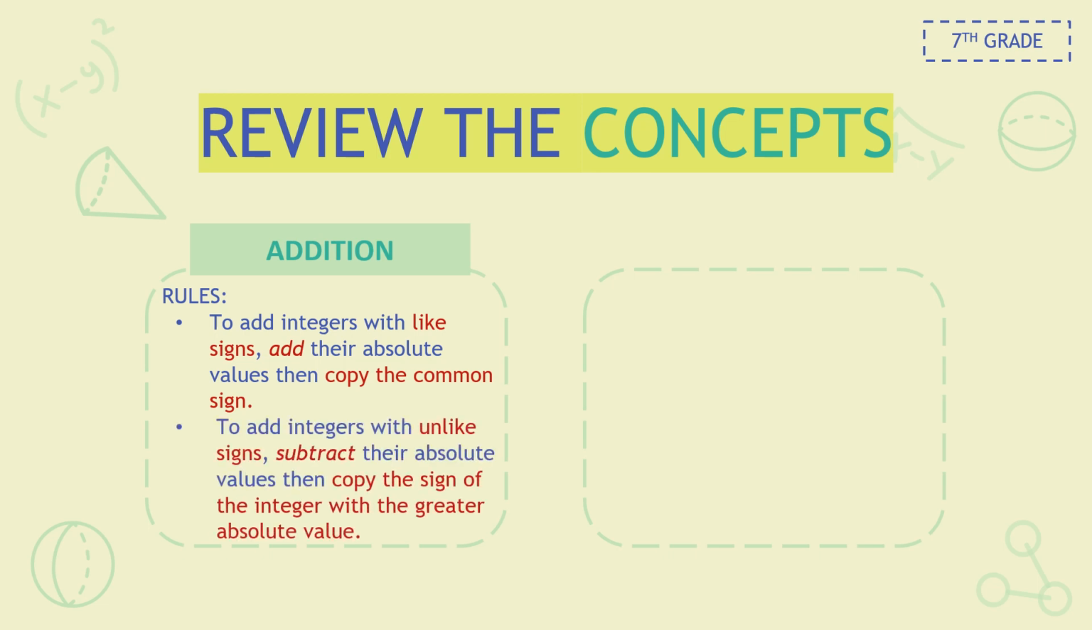Okay? Then, whenever we are adding integers with unlike sign, you're going to subtract their absolute value and then just copy the sign of the bigger number. Okay, so kung ang mas malaking value ay positive, ang sagot ay positive. Kung ang mas malaking value ay negative, ang sagot ay negative. Okay, next let's have the subtraction.